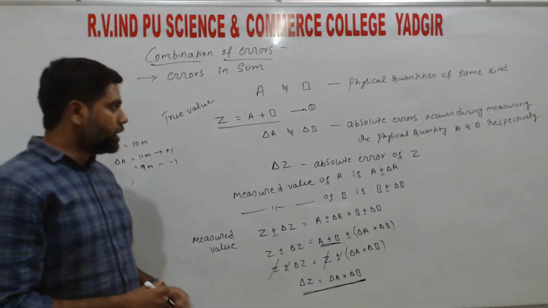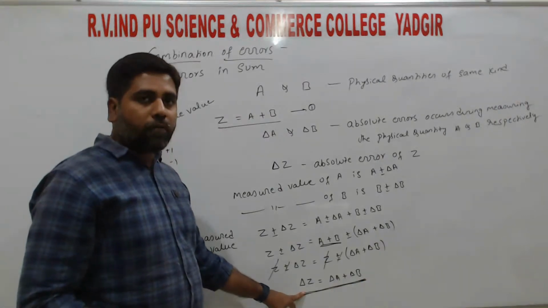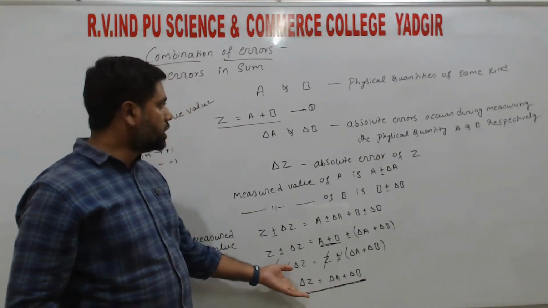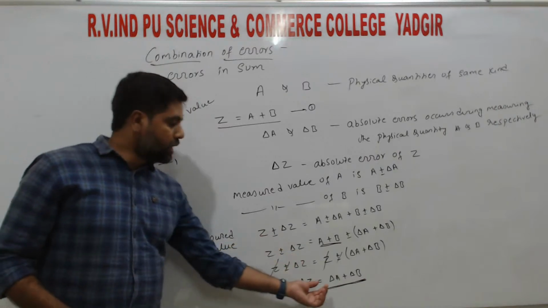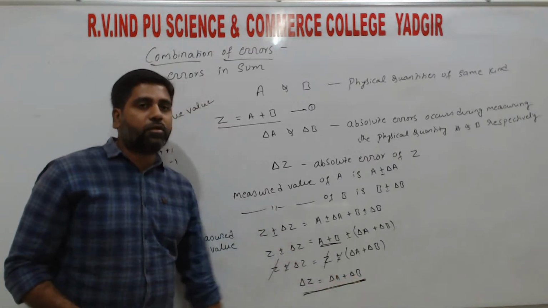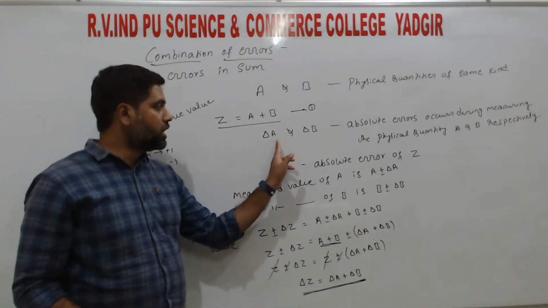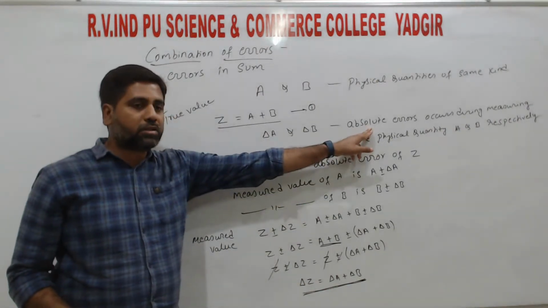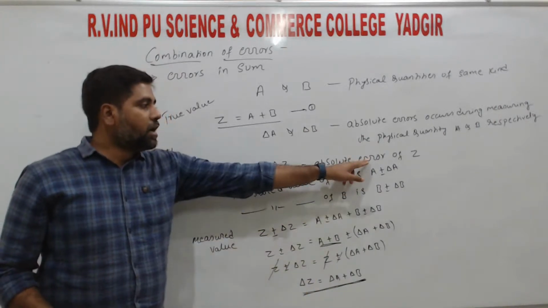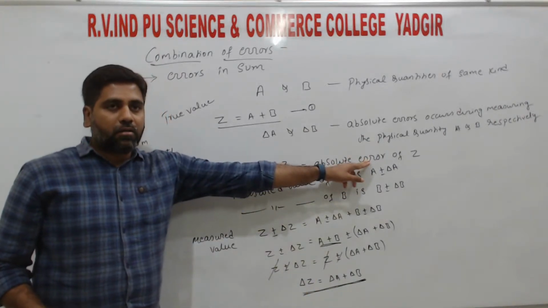So what conclusion do we state? The absolute error of the final physical quantity equals the sum of the individual absolute errors of the physical quantities, right? Because delta A and delta B are the absolute errors, right? So delta Z is the absolute error of Z, right?